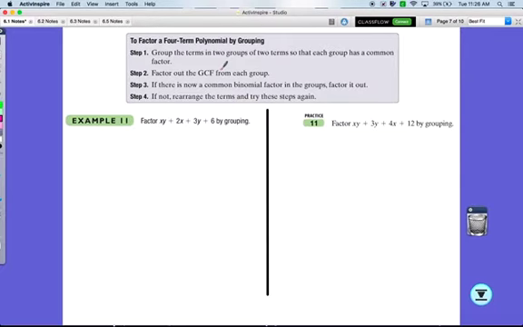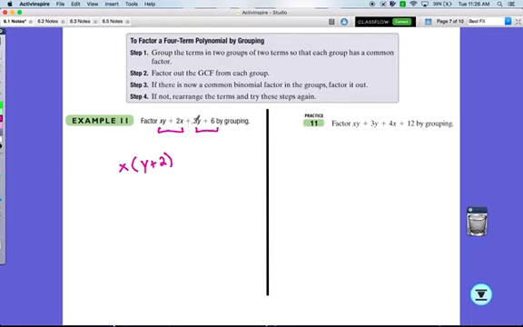Sometimes it won't work. All right, so the first thing you would want to do is say, hey, is there something that they all have in common? Okay, in this case, they don't. And so I've grouped them up into first group and second group. I say, all right, what do the first 2 things have in common? First 2 terms have an x in common. If I take the x out of the first 2, I'm left with y plus 2.